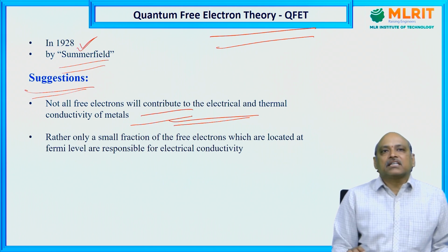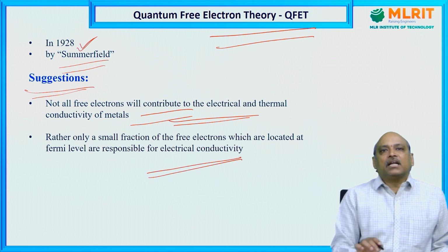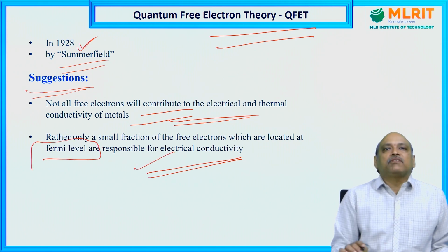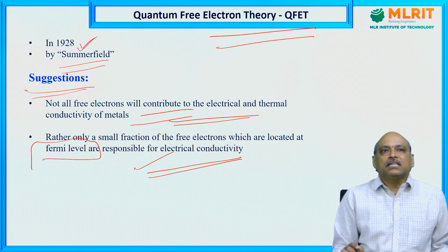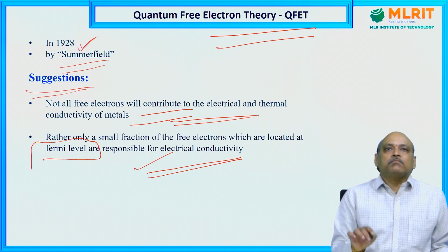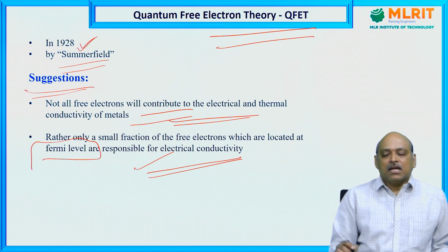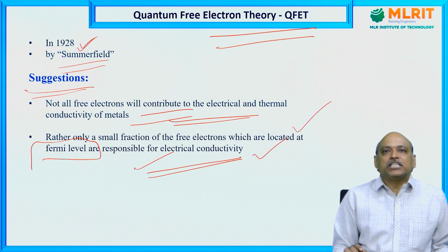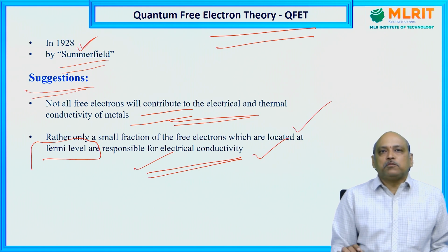Then which free electrons are responsible? Those free electrons which are at the Fermi level. Those free electrons located at the Fermi level are the only ones responsible for electrical conductivity. Like this, the theory suggested some changes in the classical free electron theory, and that theory is called the quantum free electron theory. By assuming this, there are many advantages. Some other properties of metals can also be explained.